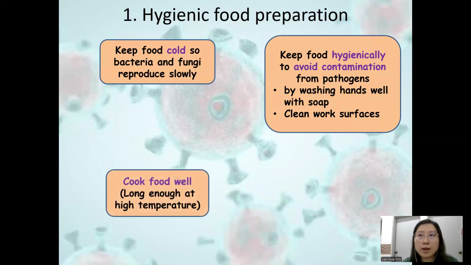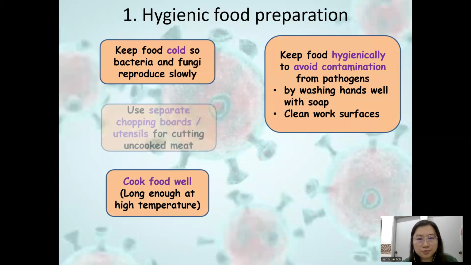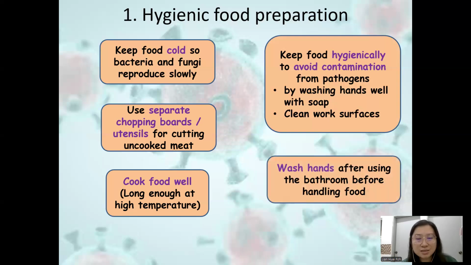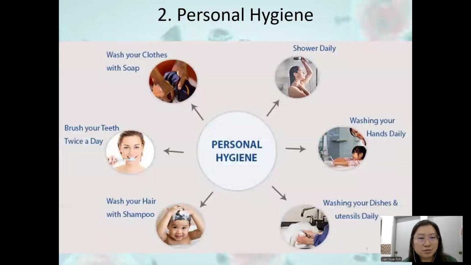Cook the food well. We try to cook the food under high temperature so that most of the bacteria are killed. Use separate chopping boards. One chopping board is for uncooked meat, the other is for cooked meat, and one is for veggies, so that there is no cross contamination. Wash hands after you use the toilet, before handling food, so that we do not bring in the bacteria from the toilet.